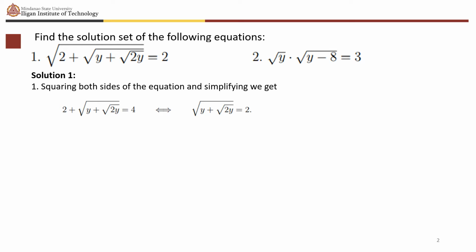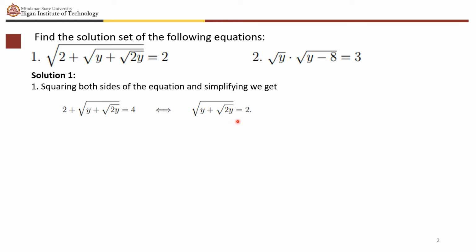Next would be to simplify this equation by, again, trying to get rid of 2 here so that we are left with just one radical on one side of the equation. And to do that, we subtract both sides by 2. Subtracting this by 2, we will have square root of y plus square root of 2y is equal to 4 minus 2, which gives us 2 here.